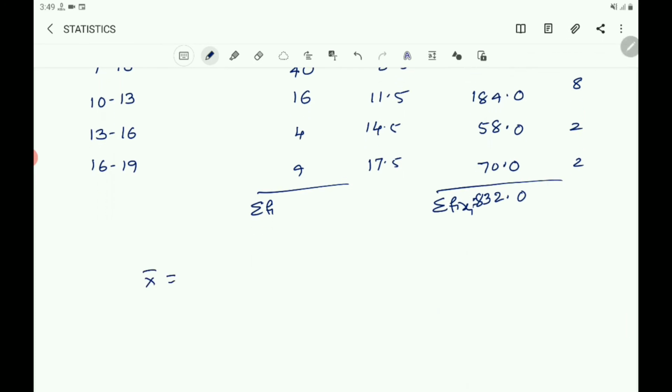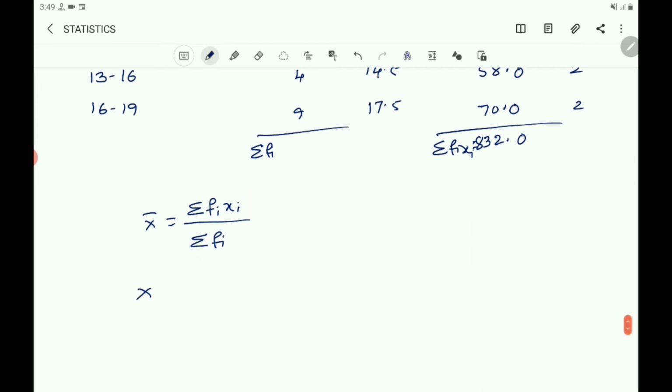Now use the formula for x bar, that is for the mean. X bar equals summation of fi xi divided by summation of fi, that is x bar equals 832 divided by sigma fi. Sigma fi is how much? That you know, that is 100. So you got 832 by 100, that equals 8.32. The mean is 8.32 you got here.